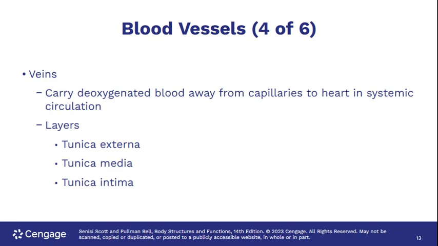Veins carry deoxygenated blood away from the capillaries to the heart in systemic circulation. That's systemic circulation. It has the same layers, but the walls are much thinner. So it's the same as the arteries, same layers, but they're much, much thinner. They don't withstand as much pressure, so they collapse easily if not filled with blood.